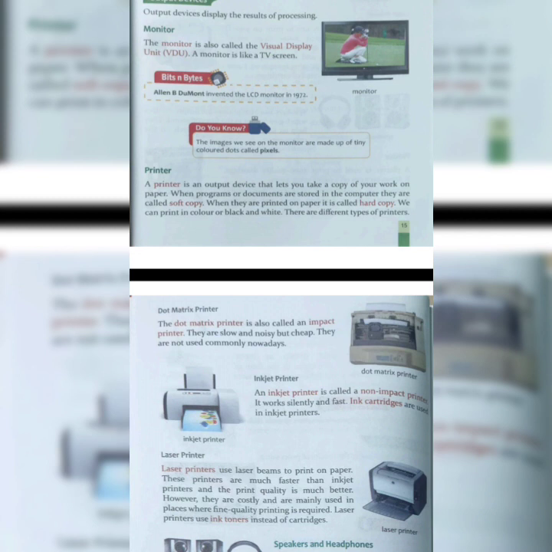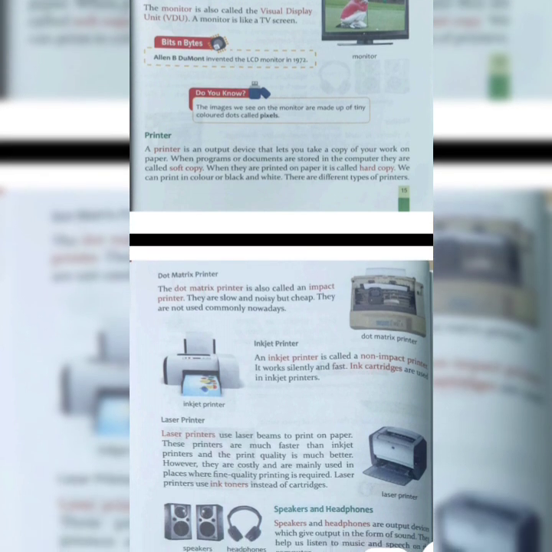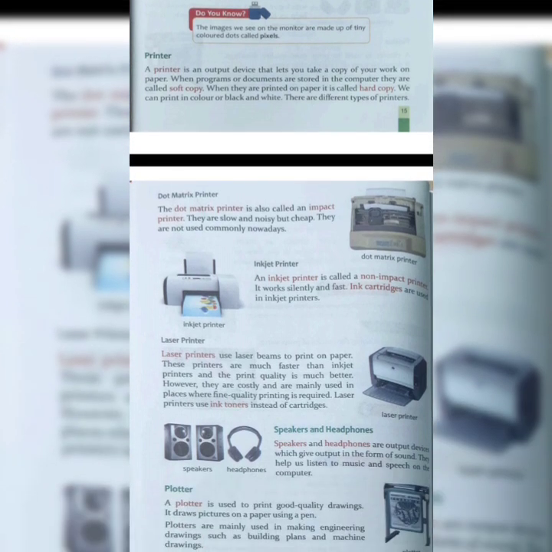Monitor. The monitor is also an output device. It is also called the visual display unit, VDU. A monitor is like a TV screen, as you know. Alan B. Dumont invented the LCD monitor in 1972. Do you know the images we see on the monitor are made up of tiny colored dots called pixels? If you have an LED TV at home, you will see some small tiny spots on the screen that are called pixels.